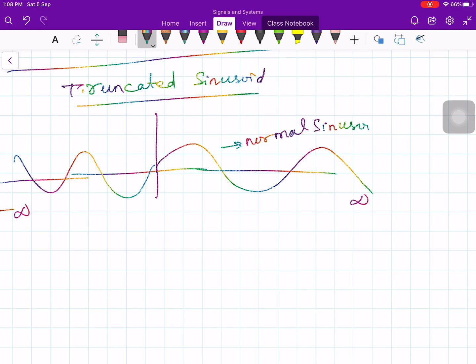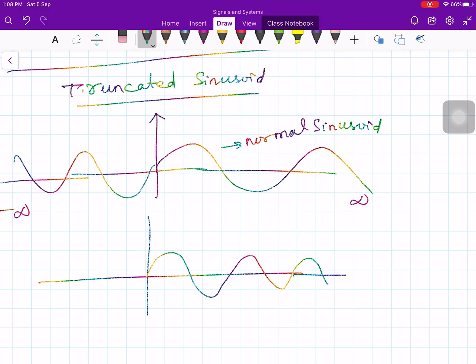Now I would like to find out the truncated sinusoid. That means I will truncate from one particular point, and that signal I will allow to exist from that point onwards. So I have a waveform like this. If you describe this, it is going to be sine of some fundamental frequency omega naught. So this is also sine omega naught t, but now this is multiplied by u of t.